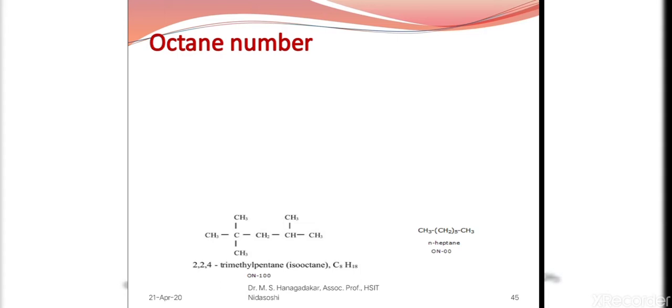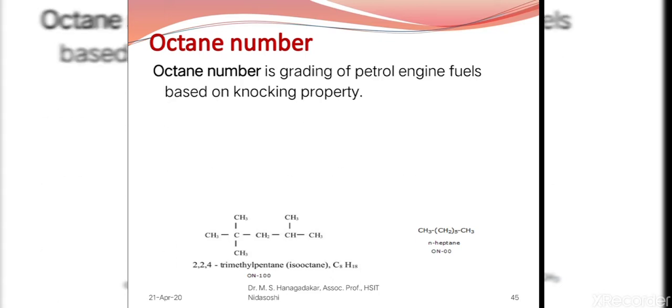Now let us discuss the assessment of quality of petrol and diesel. The quality of petrol can be assessed by the parameter called the octane number, octane value or octane rating. So what is meant by octane number? Before that, let us have the introduction about what octane number means.